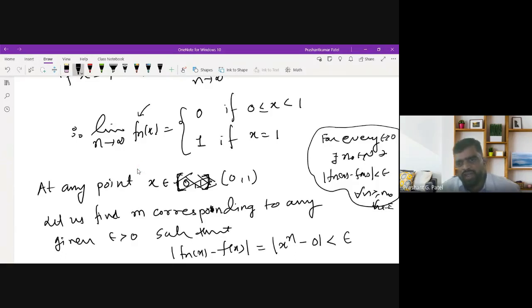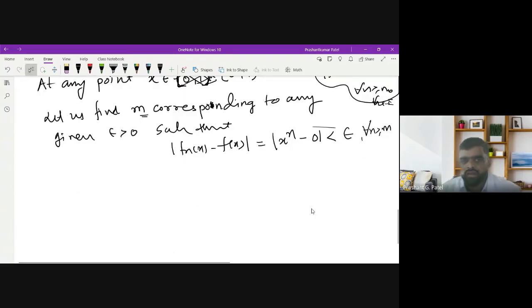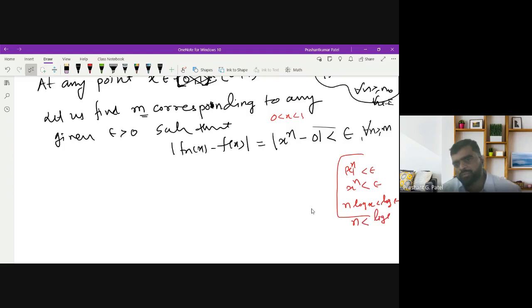I want this to be less than epsilon for every n greater than or equal to n0 that we have taken here, so we have to calculate what this value of n0 is. From this we can easily find it. So we have mod of x power n less than epsilon. I'm not writing mod here because x is between 0 and 1, so x is already non-negative. So x power n is less than epsilon. If I take the log, then n log x is less than log epsilon, so n is greater than log epsilon upon log x.